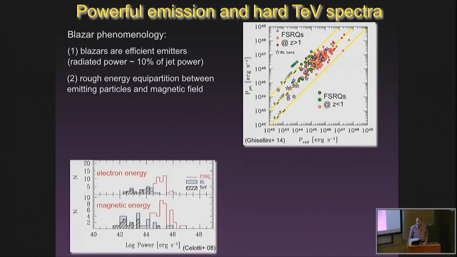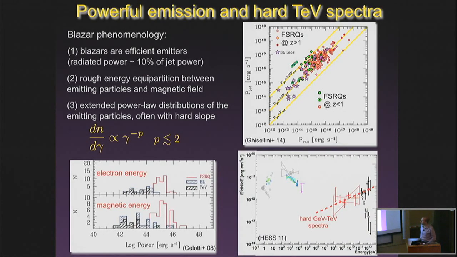Second thing, we generally see rough energy equipartition between the emitting particles, electrons, and the magnetic fields. As you can see here, it's about the same power in magnetic energy and in energy of the emitting electrons. And finally, we require very broad non-thermal particle distributions, and very often these distributions are hard. By hard, I mean that the number of particles differential in energy or in Lorentz factor goes like Lorentz factor to the minus p, where the slope p is sometimes less than 2. So very hard spectra, which are required to explain the very hard GeV, TeV observations.